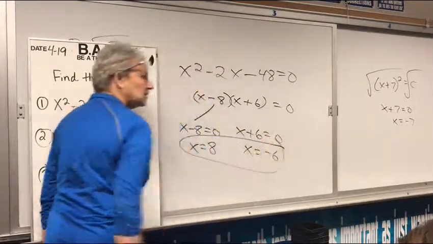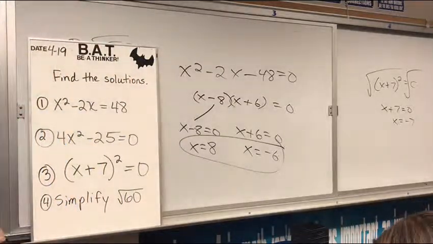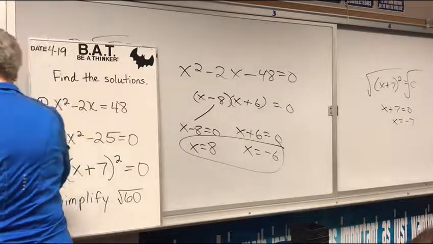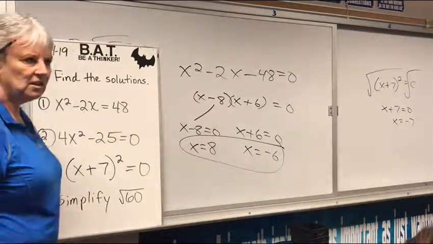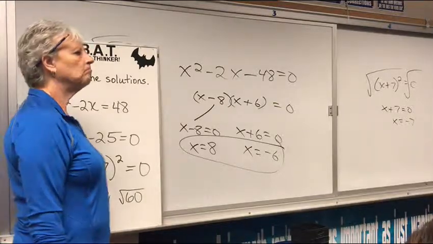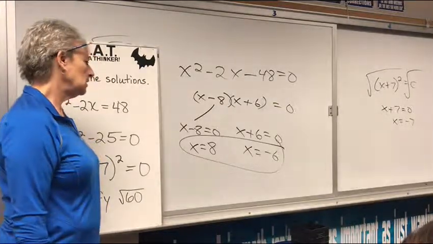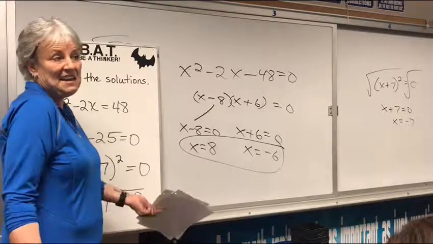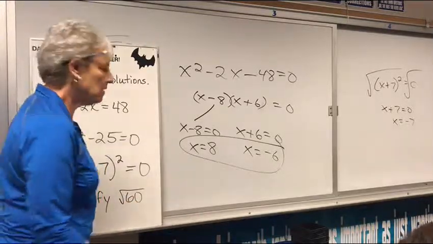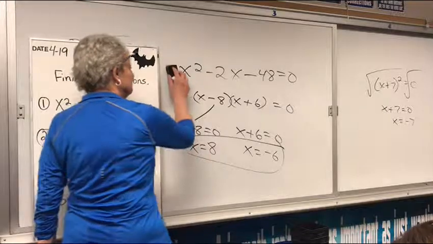2 solutions. Most of your answers will have 2 solutions on Monday. Not all of them, most of them. Okay? Questions? Yeah. Like when we write down the answer, should we put 8 comma negative 6? I don't care how you put it. You can put and. You can write it twice. Whatever you want.